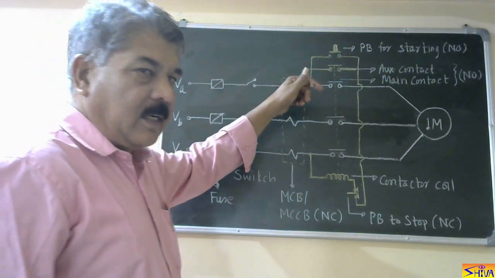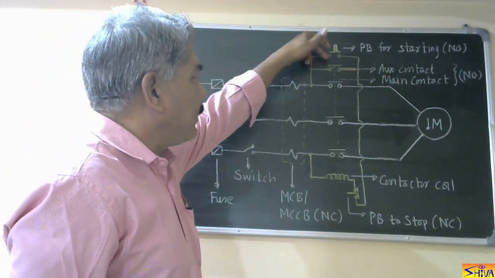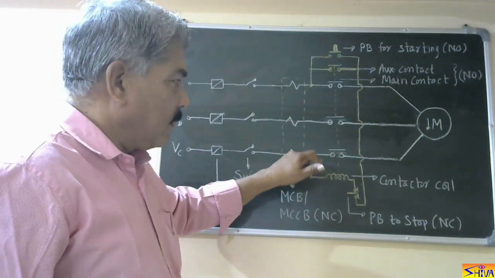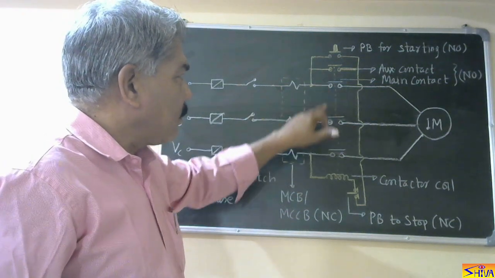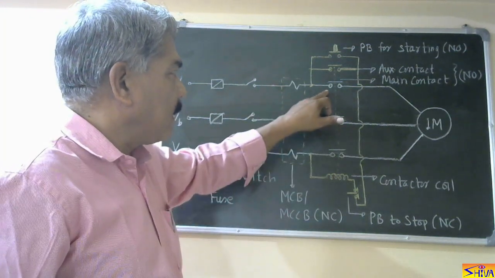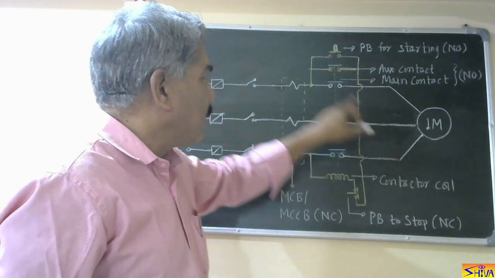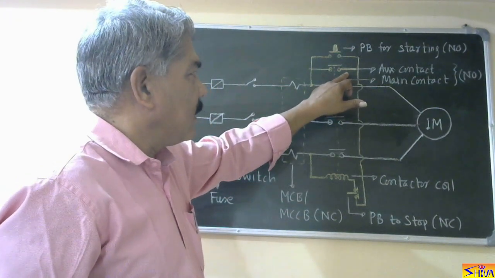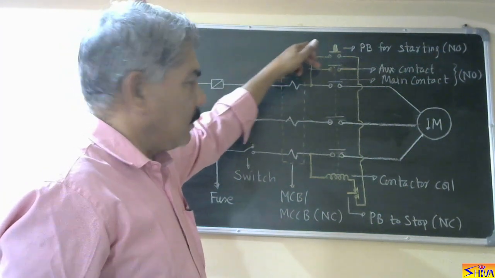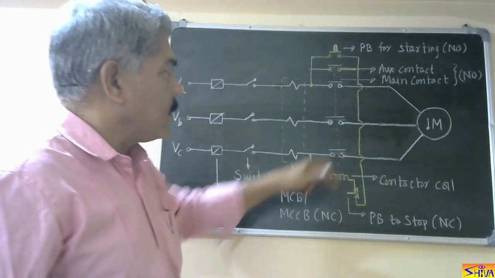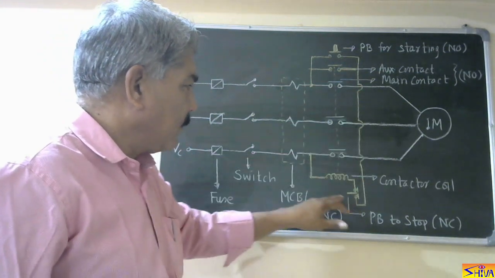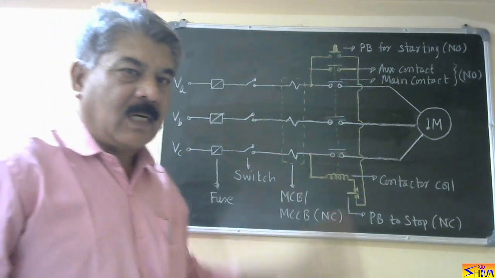So when we want to connect the motor, that is start the motor, we just press this push button. When we press this push button, this contactor circuit will be energized. When this contactor circuit is energized, all these contacts, this is the auxiliary contact as well as the main contact of the contactor, will close. So when the main contacts close, supply will be connected to the induction motor. This auxiliary contact also closes. So even when we release this push button, this contactor circuit will remain in energized condition through this auxiliary contact. So this is how we start the motor.